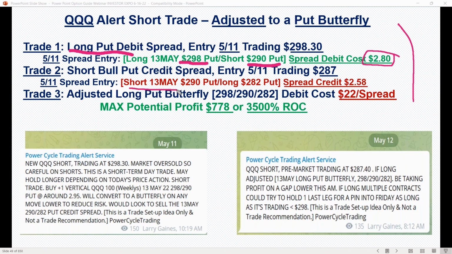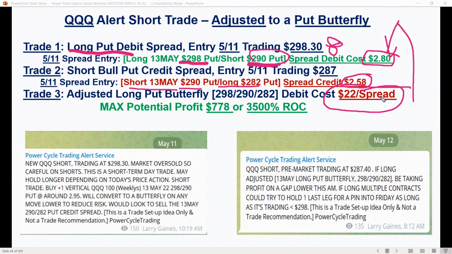Now, when the market went down, we adjusted the trade by selling a short bull credit spread. We sold the 13 May 290, so we shared the same short strike as the put debit spread, and then bought below that the 282, so $8 wide. So we had $8 on the debit spread and now $8 on this credit spread. When we did that, it brought in $2.58. So look, 280 minus 258, now we had a spread cost of $22. That was our max risk.